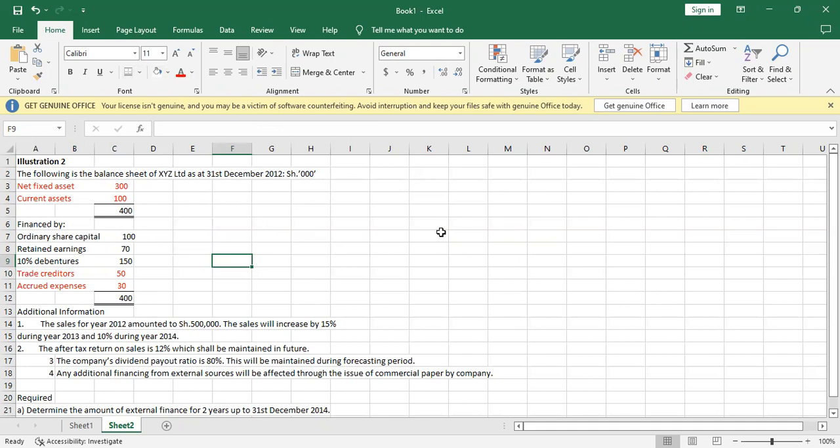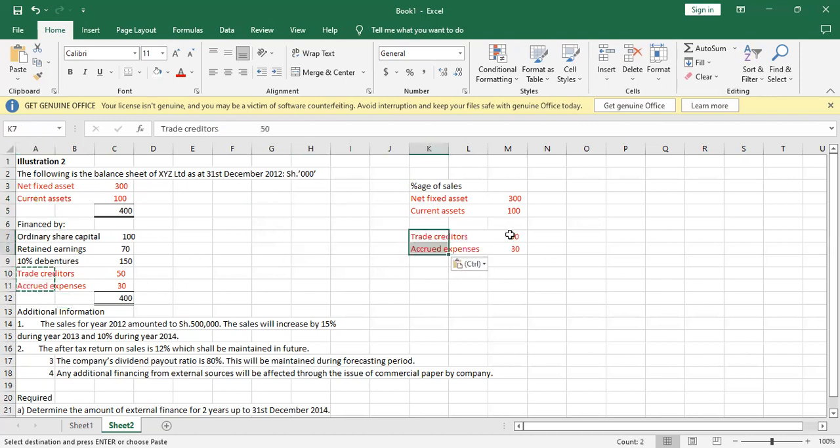So the next step, step number 2, is to express the items that we have indicated as a percentage of sales. So let me paste them here. Well, we have them there.